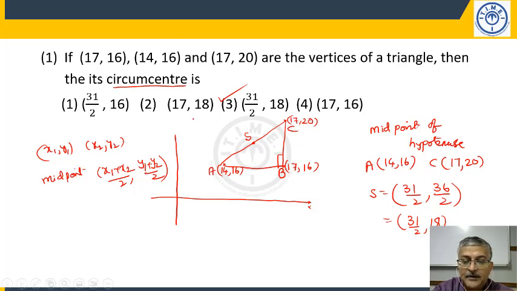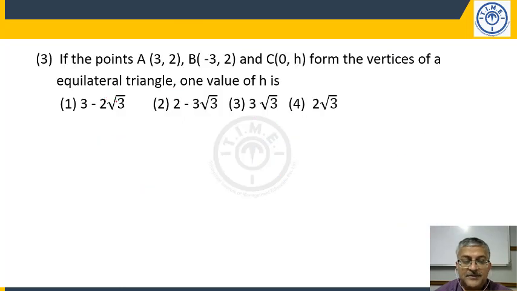Okay, now look at this question. The points A (3,2), B (-3,2) and C (0,h) form the vertices of an equilateral triangle. Find one value of h. Here A, B, C form an equilateral triangle. So simply what we observe is AB must be equal to BC. In an equilateral triangle, all sides are equal. So AB is equal to BC.